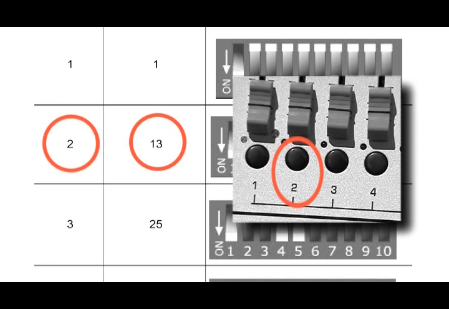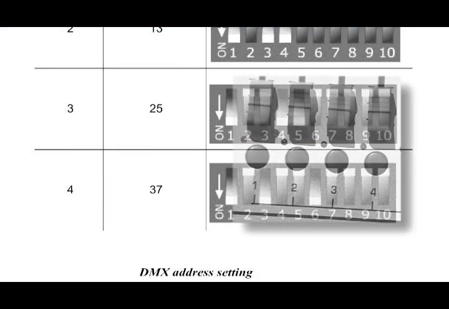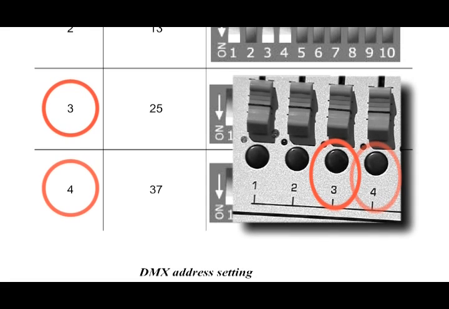You may ask, why not DMX address number 2? The chapter called What is DMX 512 will give you a thorough explanation as to why. For now, let's just accept it as a fact. Fixtures controlled by fixture ID number 3 and 4 are given addresses of 25 and 37 respectively.